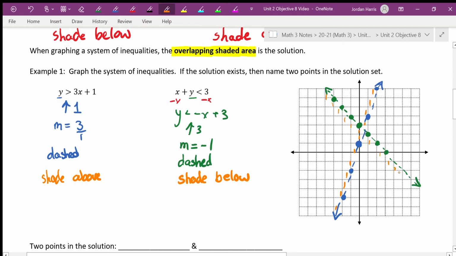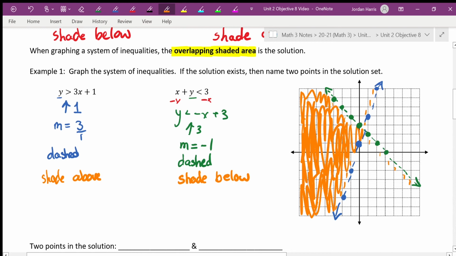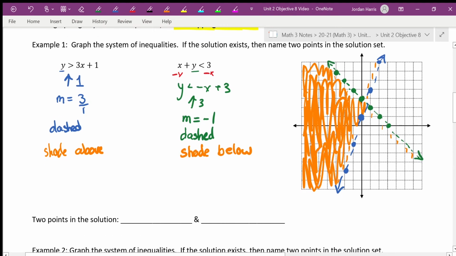Okay, so now we've got to think, where are these shaded regions overlapping? So it has to be below the green, above the blue. So that is this section right here. All of this area is our answers that work for both inequalities. Okay, so that is our solutions. So 2 points in my solution, I can pick any 2 points. So I can go right here, 1, 2, let's see, 1, 2, 3. It's kind of hard to see it.